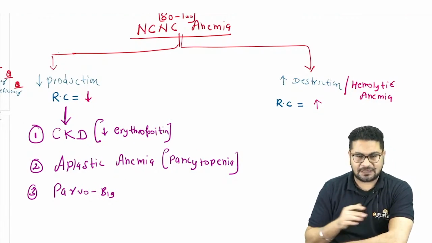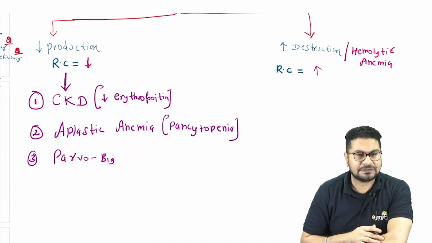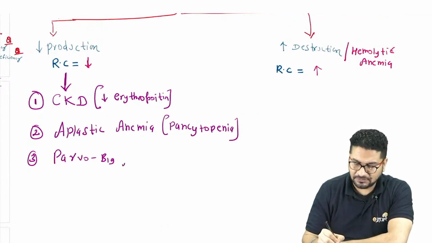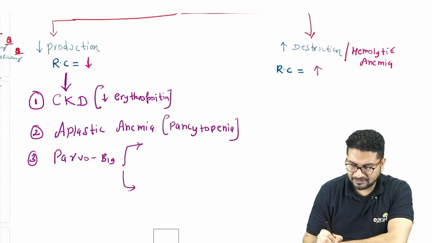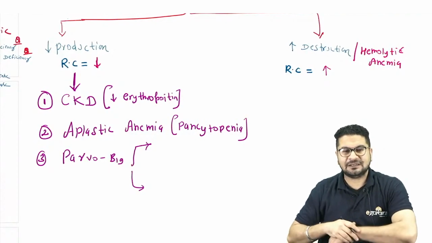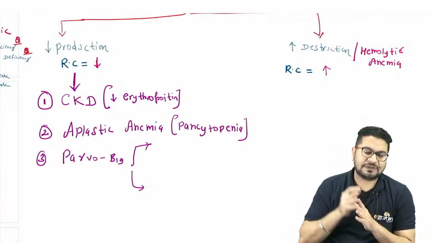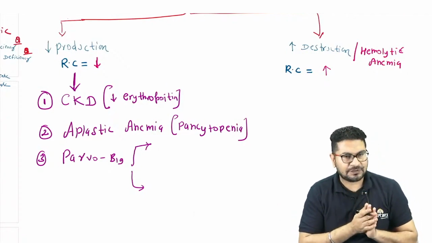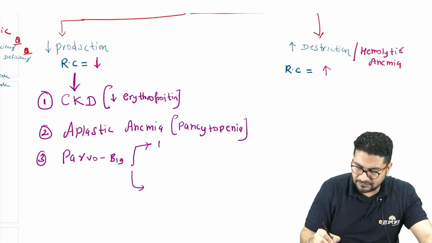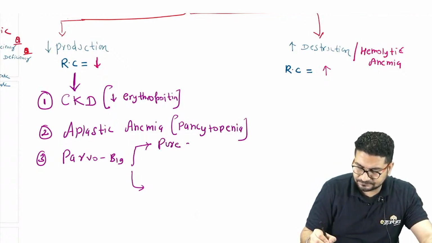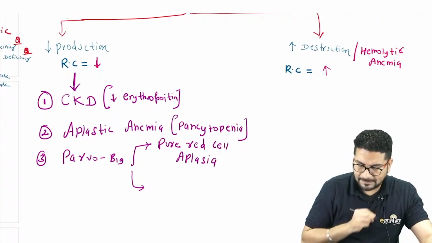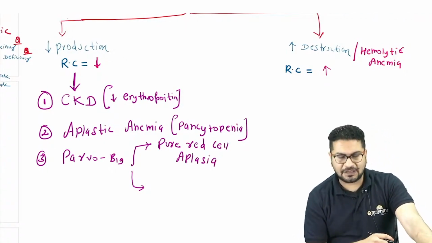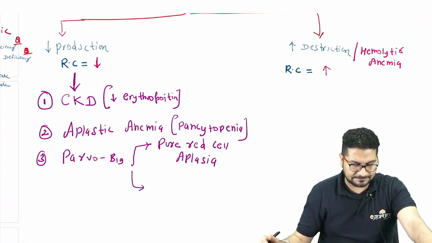So understand this virus carefully. This virus can cause huge damage to your hematopoietic cells. Either they can damage your erythroblast, means RBC producing cells are totally lost. So WBC and platelets are normal, only RBC producing cells are lost. We call this pure red cell aplasia. Pure red cell aplasia means RBC producing cells are totally lost.